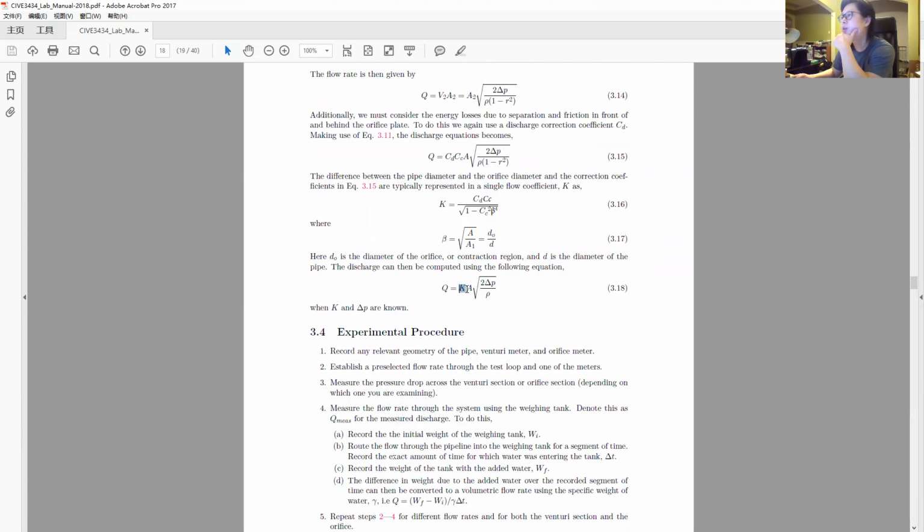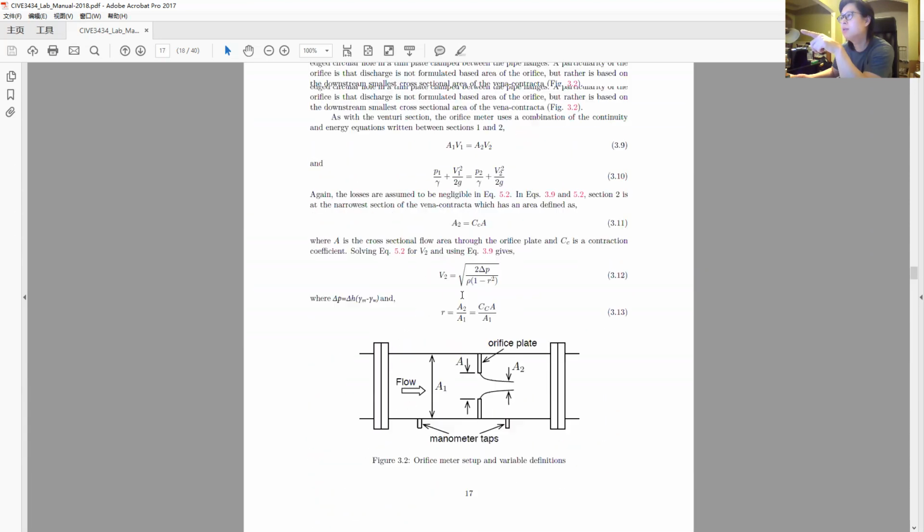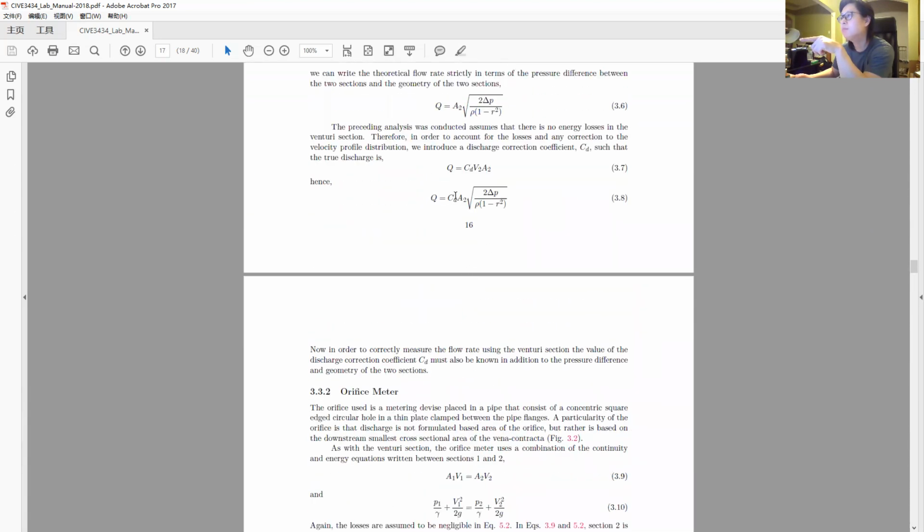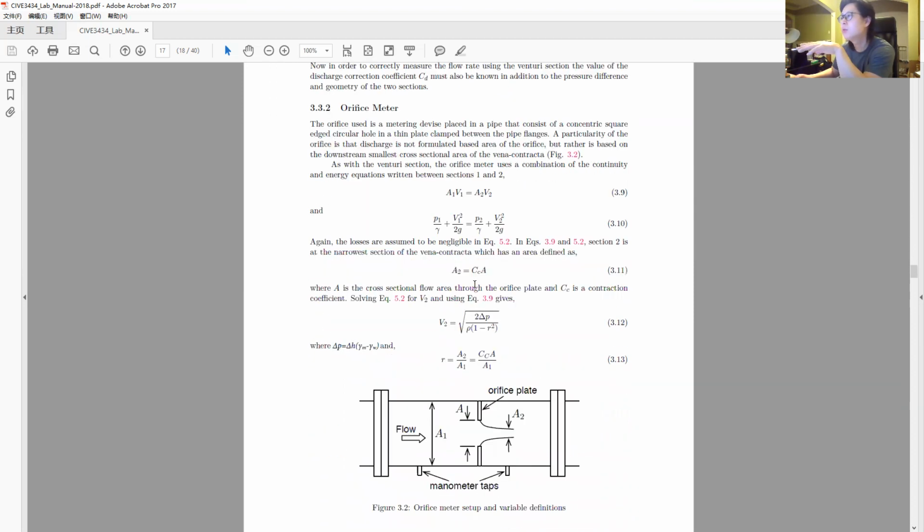You see here, K, that's the equation for the orifice, and the rest of the equation is what we know. The Q is what we measured, A is known, and delta P is what we measure. So the only unknown in this equation is K, so we want to calculate K here. And for the Venturi, as you can see, the only unknown in this equation is CD, right? Delta P and Q is what we measured. A2 is known, and this part is known too.